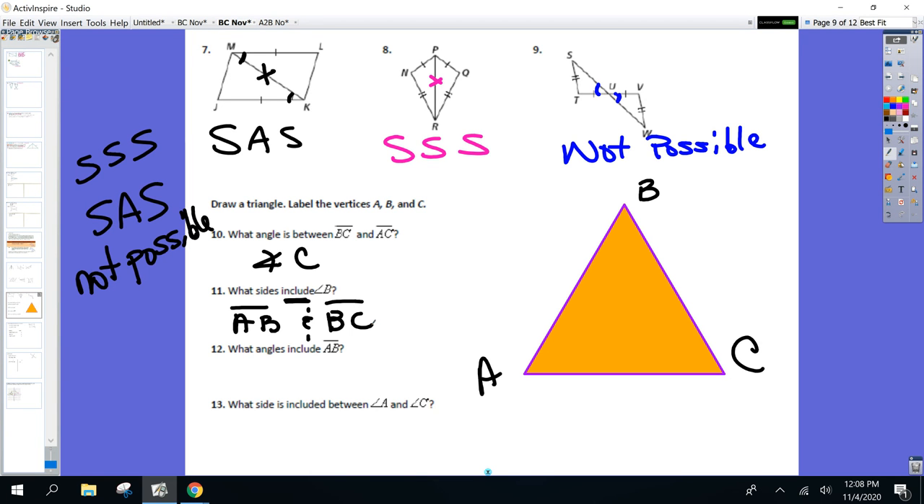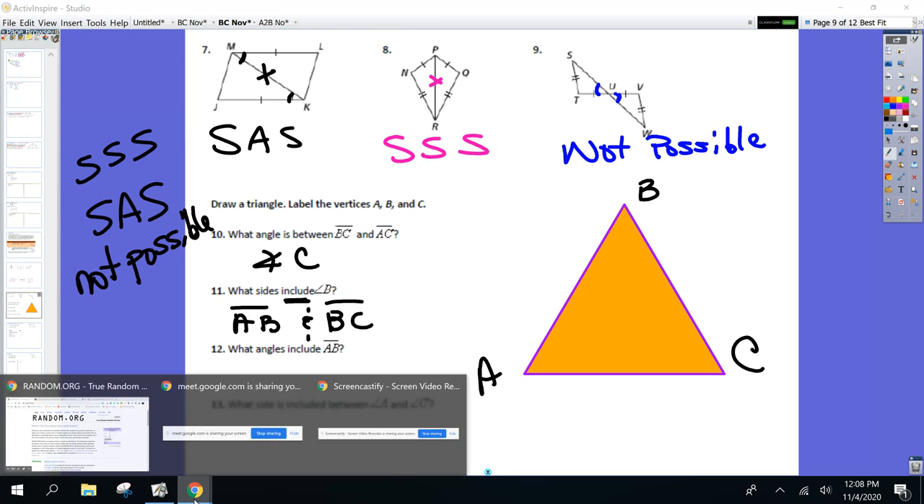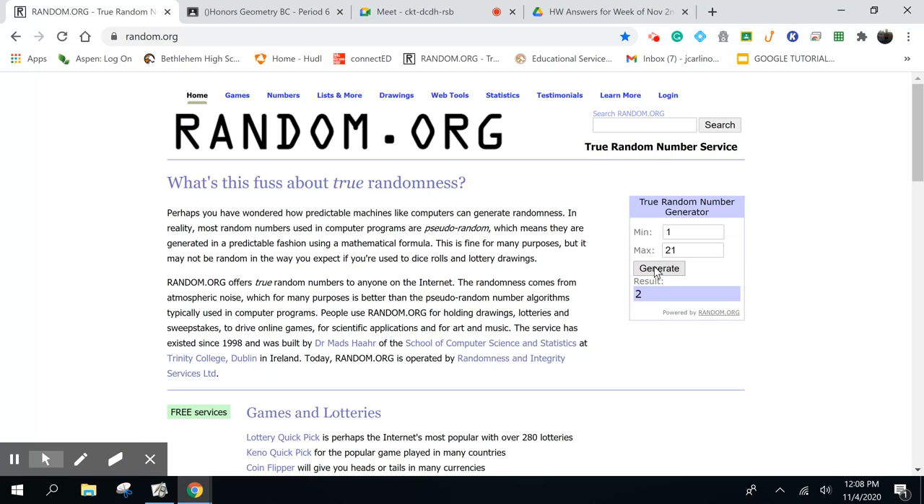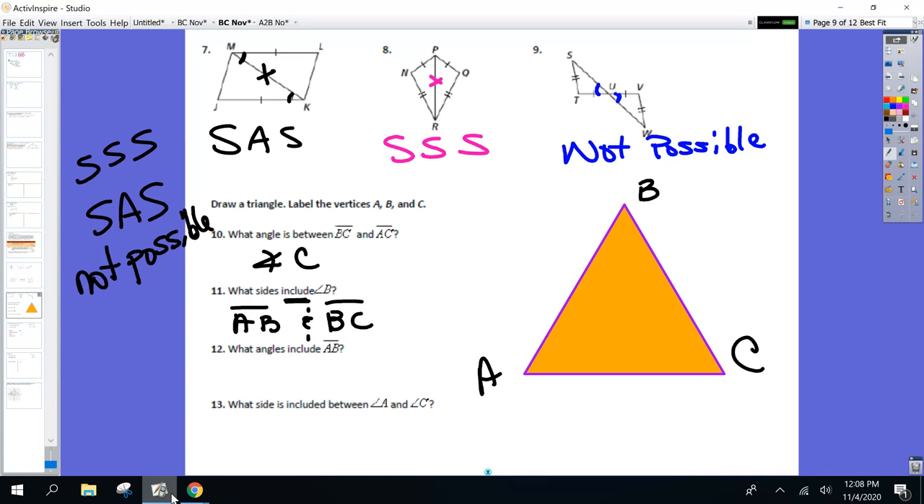So what angles surround AB? AB is in between what angles? David, again, give me the 2 angles that AB is in between. Angle A and angle B. All righty. I'm feeling more confident in you guys.